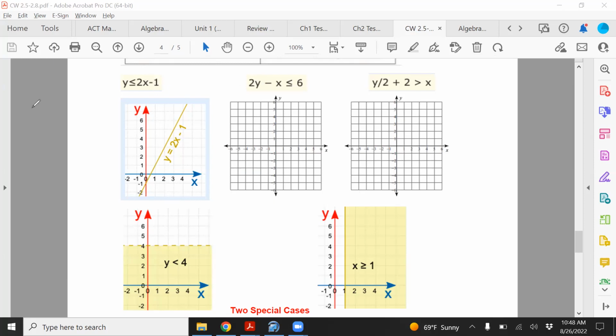All right. So your slope is 2. Y-intercept is -1.